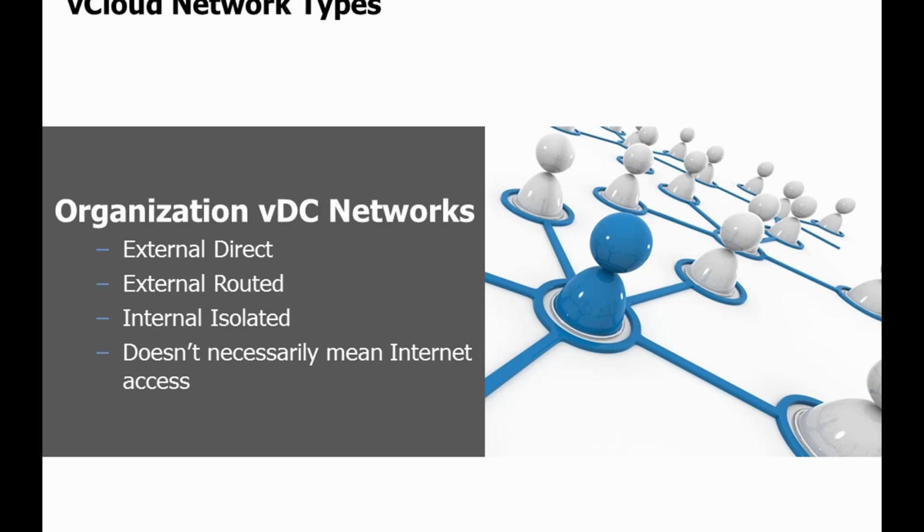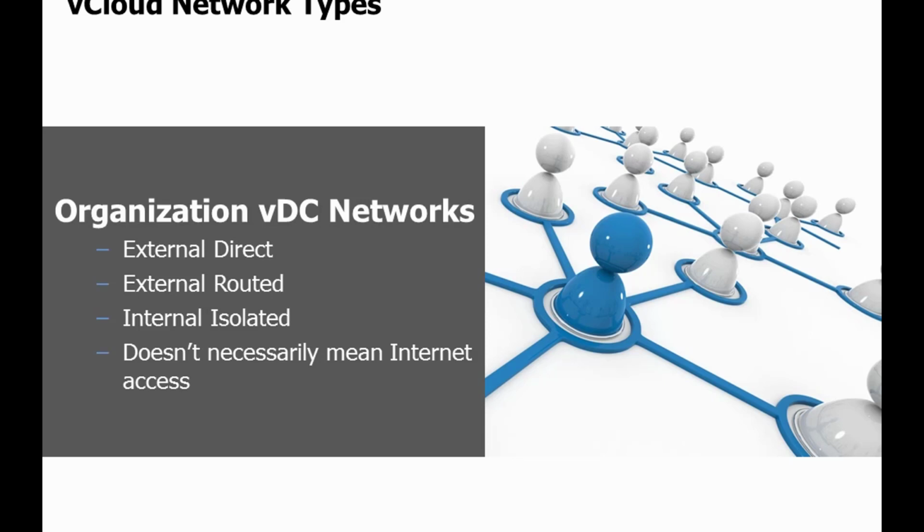Now, org VDC networks, as we're going to call them, are pretty much limited to three different types. You've got external direct, external routed, and internal isolated. Now, I find that the use of the word external can sometimes cause confusion because we already talked about an external network. So now we have an external org VDC network.